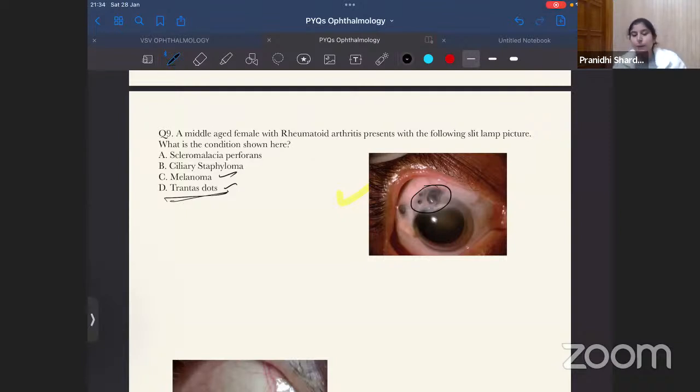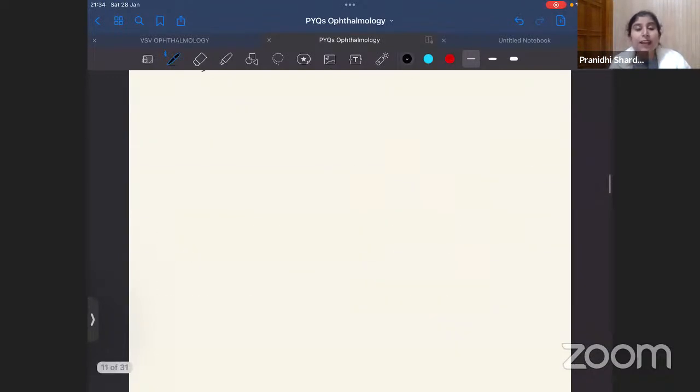Okay, I'll repeat it. Basically, the third nerve is supplying two things: motor supply to the extraocular muscles and parasympathetic supply.